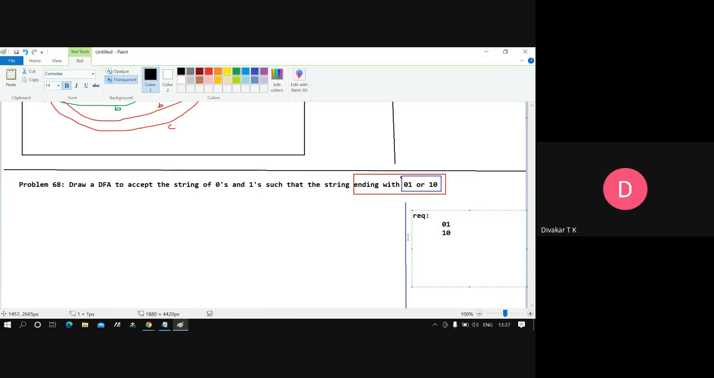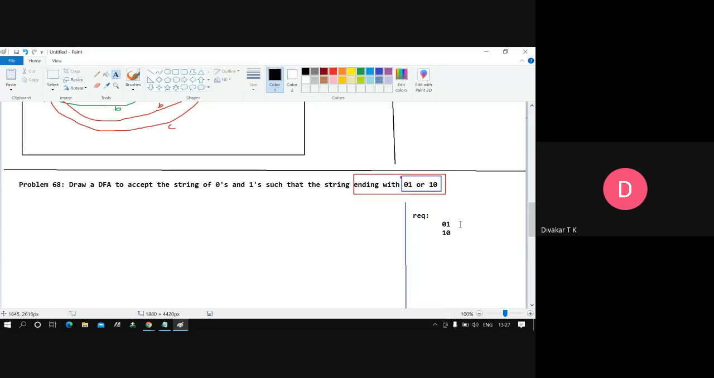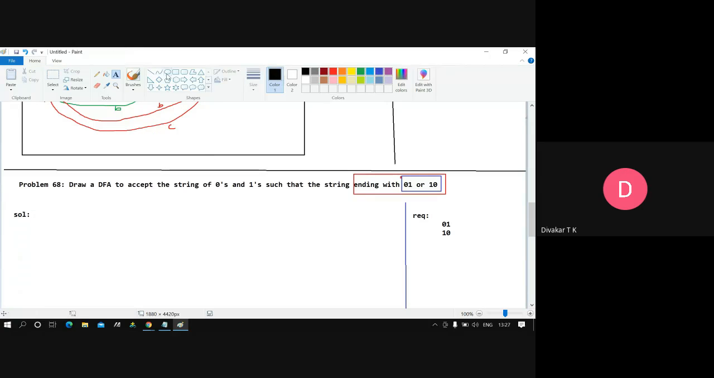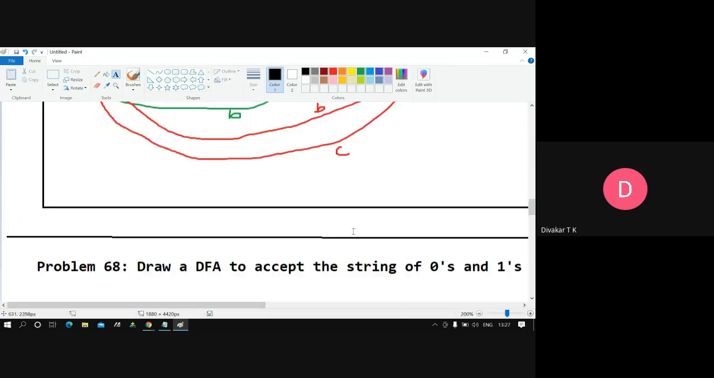So in order to satisfy that 0 1 or 1 0, I'm supposed to write the DFA diagram here. I'll take out the solution part here. Solution. Always, first of all, we are supposed to write the sigma part here.